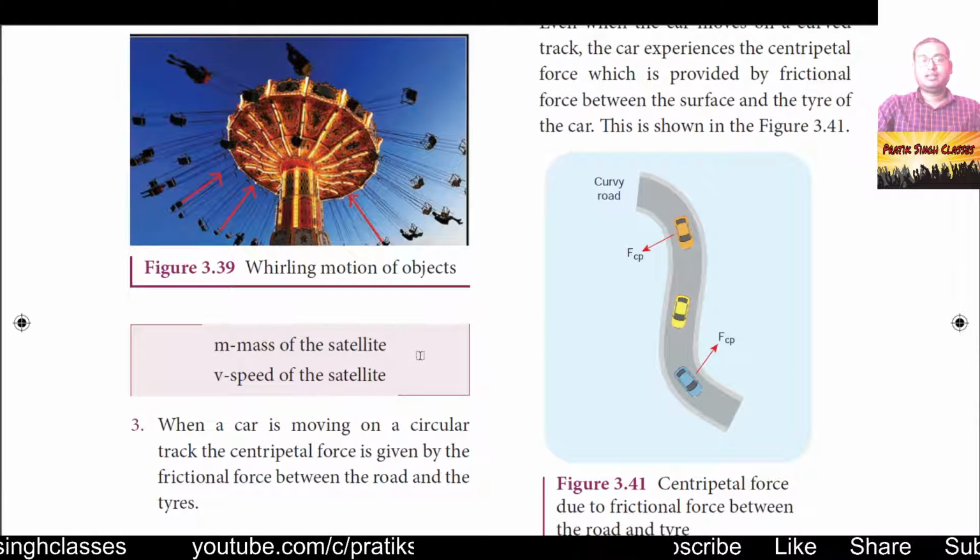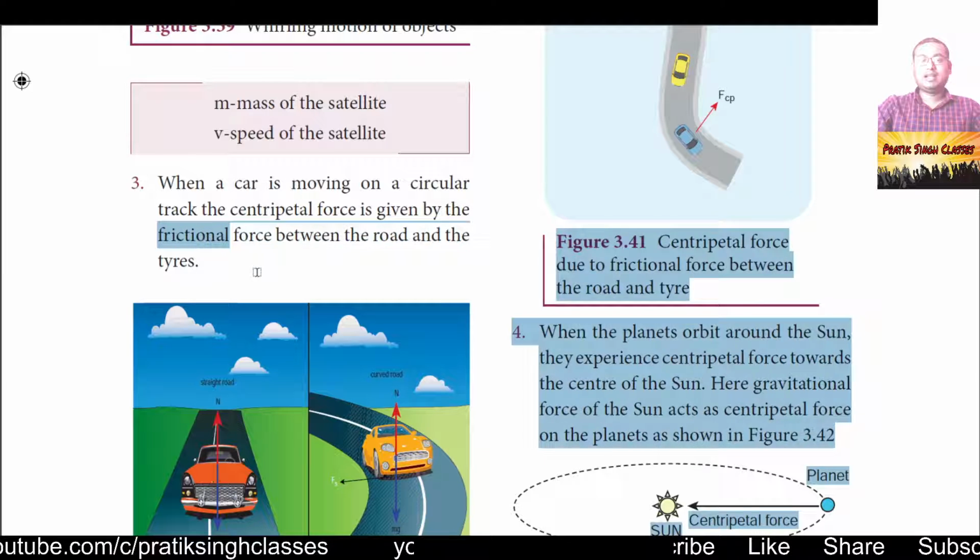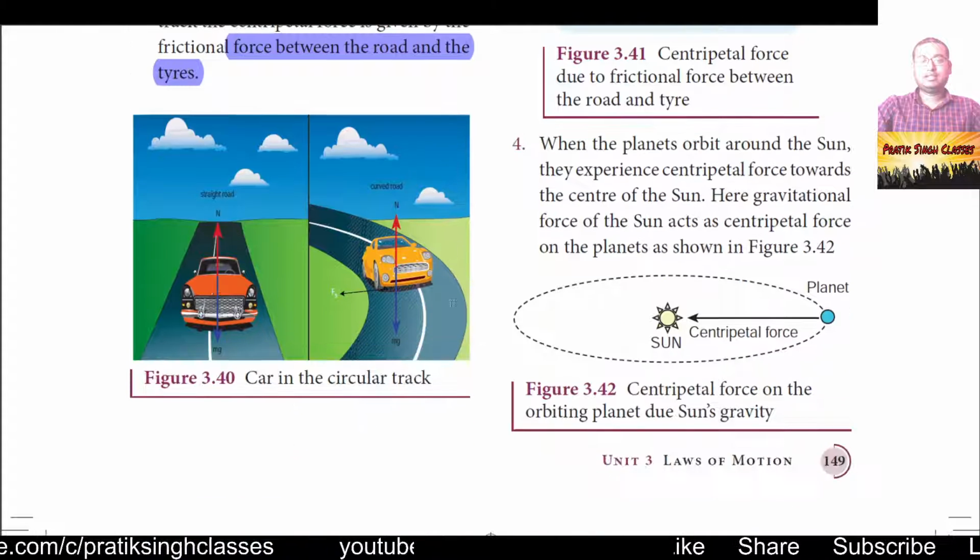Let us see another one. When a car is moving on a circular track, the centripetal force is given by the frictional force between the road and the tires. As you can see in the second figure, this car is moving in a circular path, so the force acting on this car is because of the frictional force between the tires and the road.